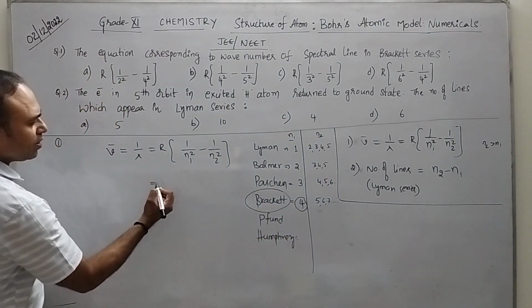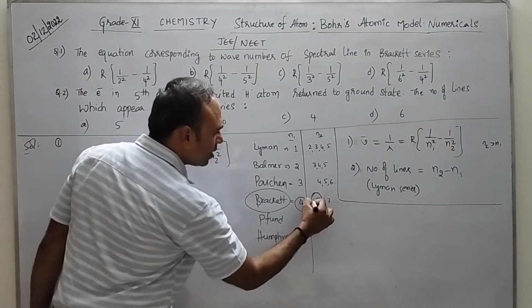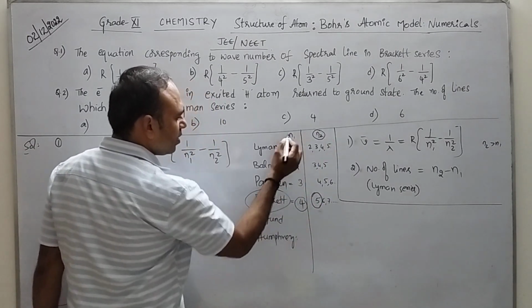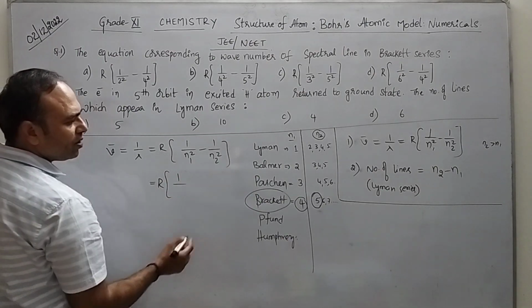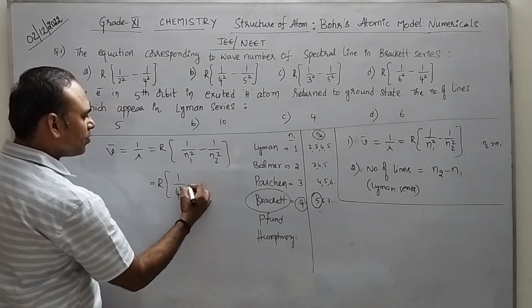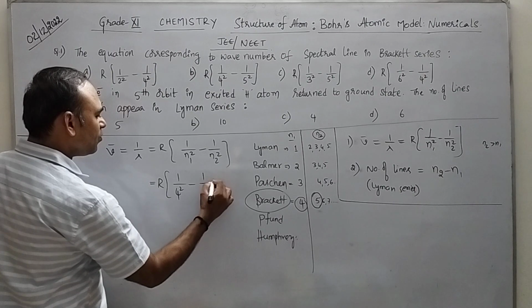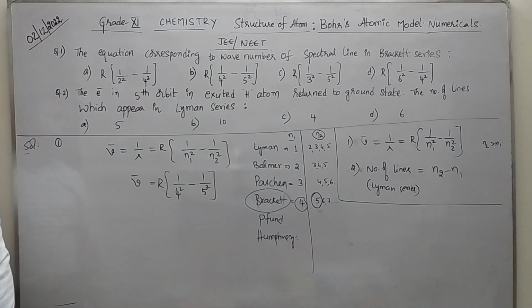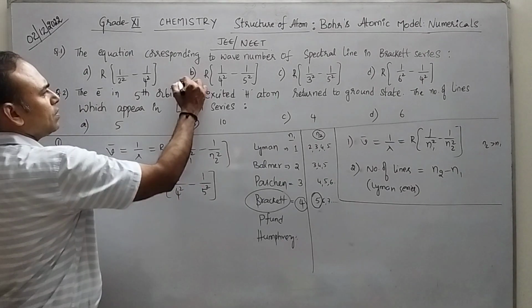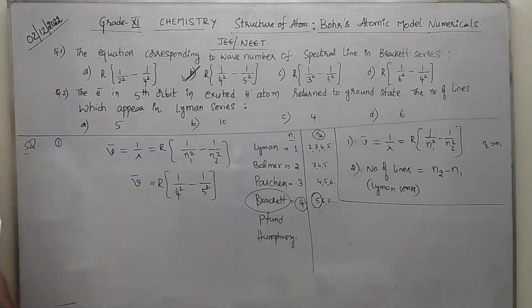Now we have to find this. Let me write what is the value here. This is n2, this is n1. Substitute that. R into 1 by n1, that is 4 square, minus 1 by n2, that is 5 square. So this is your wave number. So can you see this option? Yes. So B is the answer. Hope you are able to understand. Now try to solve this in less than 1 minute.